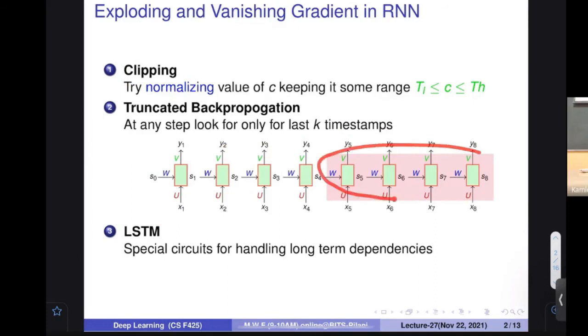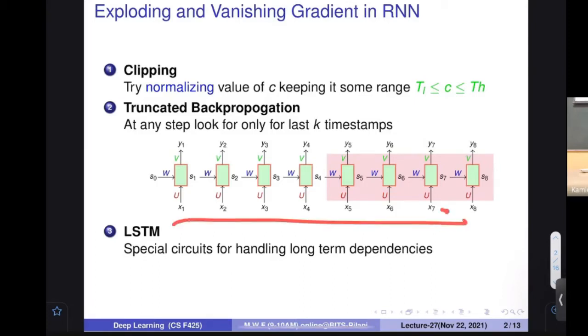Means only, for example, a size of 5 or k to train my system. I'm not training with the complete string. I'm only using the 5-size pieces, or whatever k-size pieces, to train my system. This is called truncated backpropagation.